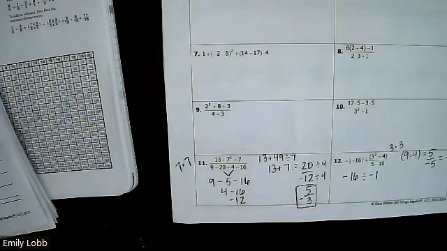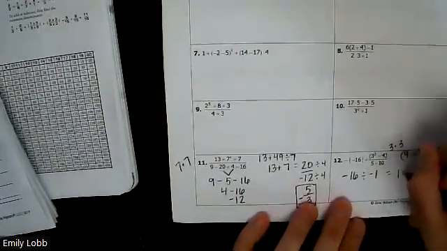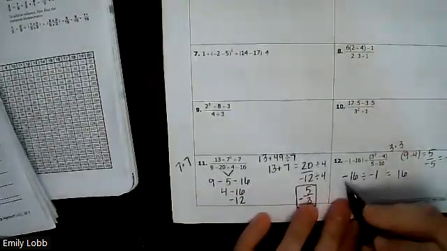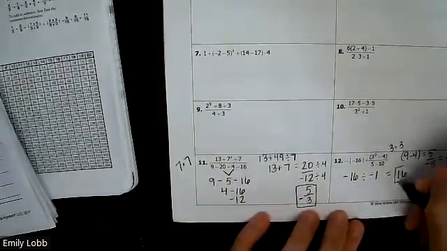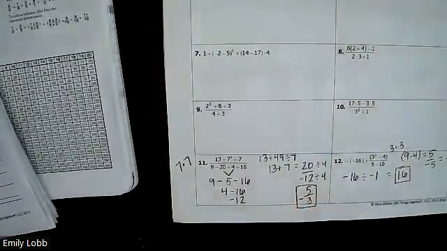What's 16 divided by 1? All of it, right? If I have 16 pieces of candy and I'm sharing it with one person, that one person gets 16 pieces of candy. And is it positive or negative? My signs are the same, so my answer is positive. All right. So that is number 12.